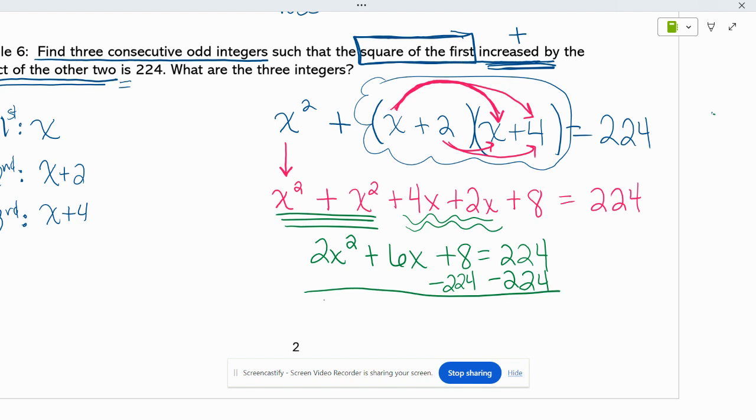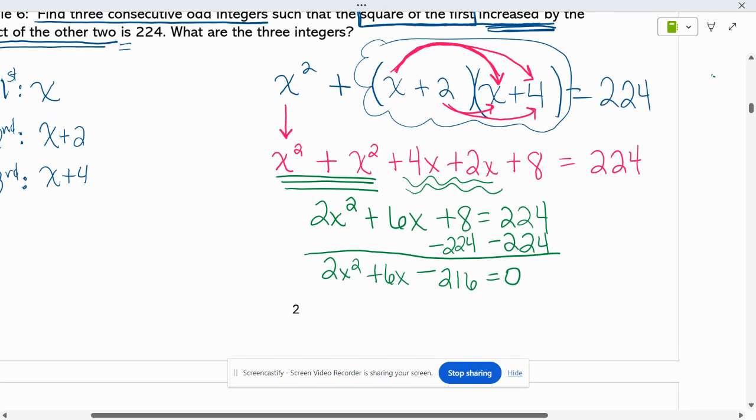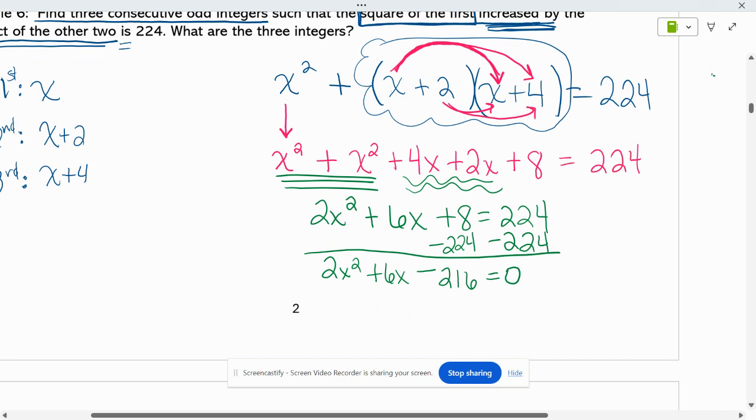All right. So when I do that, I have 2x squared plus 6x minus 224. A negative 224 and a positive 8 gives me a negative 216 equals 0. All right. I have to solve this by factoring.